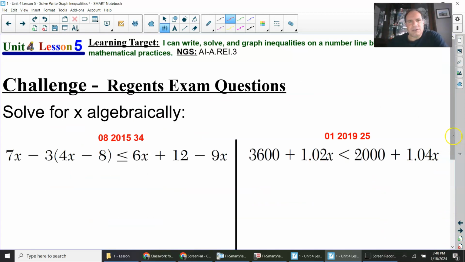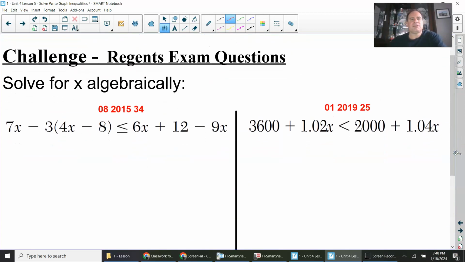These challenge regions questions, they're not really a challenge. These are regions questions that you are going to have to be able to solve. So let's go over them because this is what the left side is from 2015 and the right side is from 2019. So let's talk about this one because this looks really difficult, but it's not.